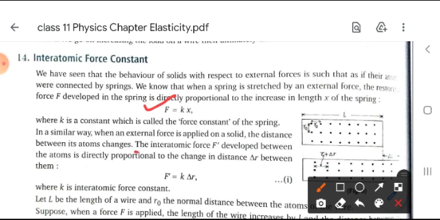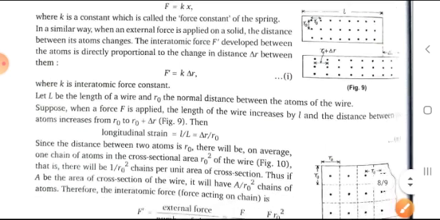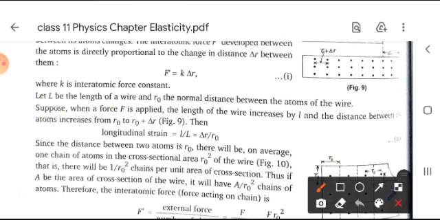The interatomic force F dash, as in equation number 1, is equal to K delta R, where K is the interatomic force constant and delta R is the change in distance between two atoms. Moving forward, let capital L be the length of the wire and R0 be the normal distance between the atoms of the wire. Then the longitudinal strain is equal to small l upon capital L, which is also delta R upon R0.